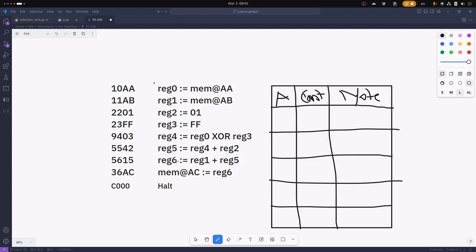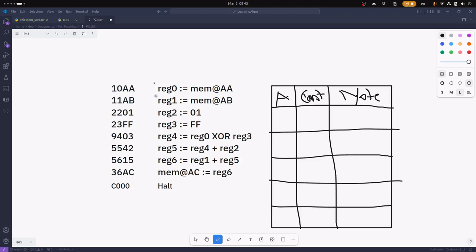So we are done, and the last thing is we have to store the answer value we just got into memory address AC. So this is why memory address AC equals register 6. Okay, so that's it, and then our program will stop.